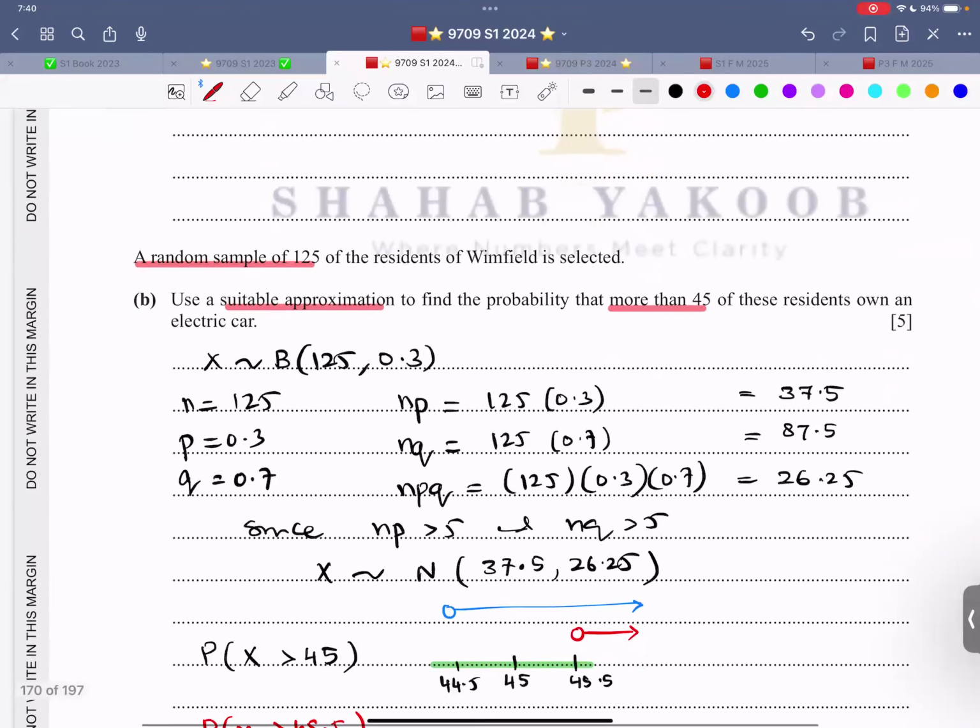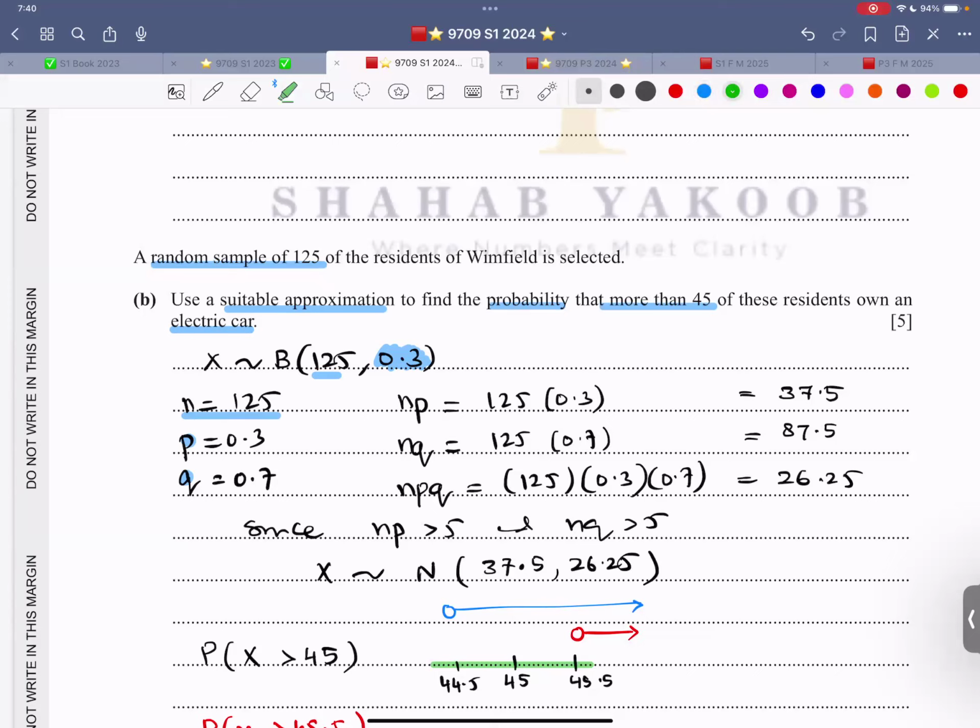Now over here, the next part says a random sample of 125 residents of this town is selected. So now it's about 125. Use a suitable approximation. Find the probability that more than 45 of these residents own an electric car. So probability of success is still 0.3. Probability of failure is 0.7. The number of trials has changed. So now this is 125. And then we calculate the following.